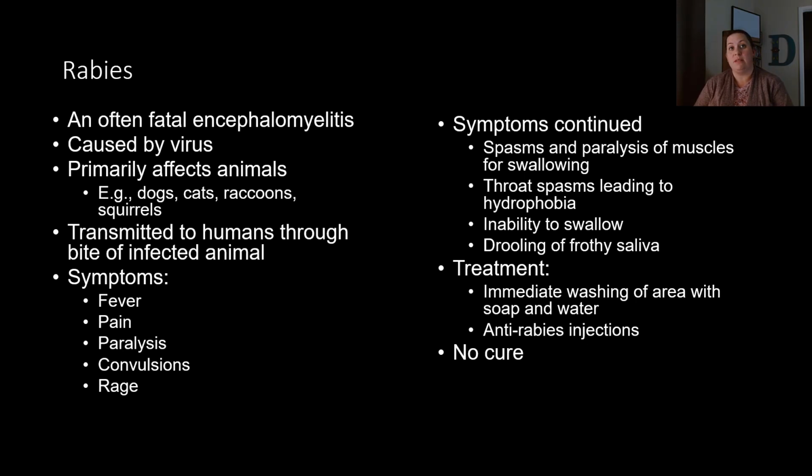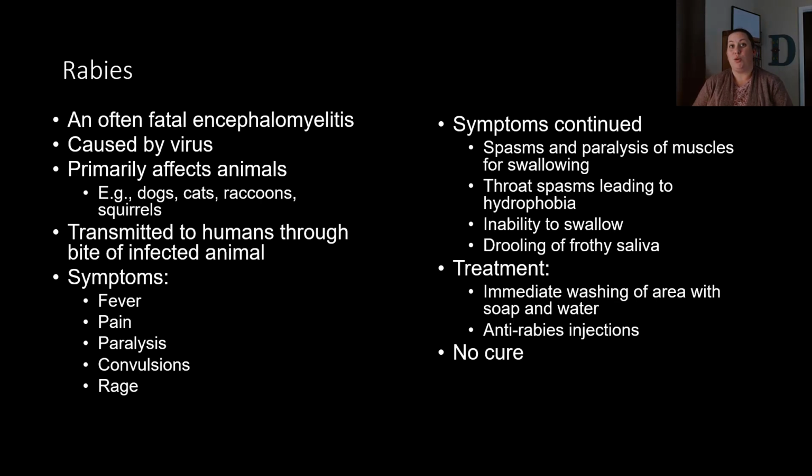So it's really important to be careful around animals that are wild, or if you have a cat or dog that is showing symptoms of rabies. Now, symptoms include things like fever, pain, and paralysis, so they start to have weakness, and even a type where their muscles are paralyzed and they can't function. They can have convulsions, and they can also develop a type of uncontrolled rage.